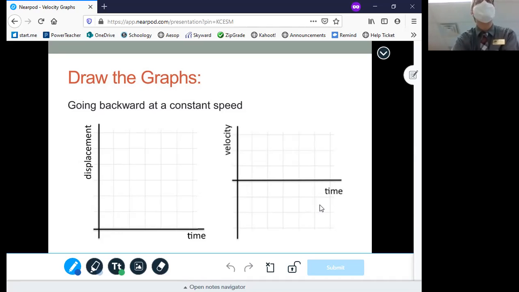I think there's a way to erase it. Yeah, I think. Or if I click the eraser, it'll just erase it. We all seem to be right about the displacement graph at least.